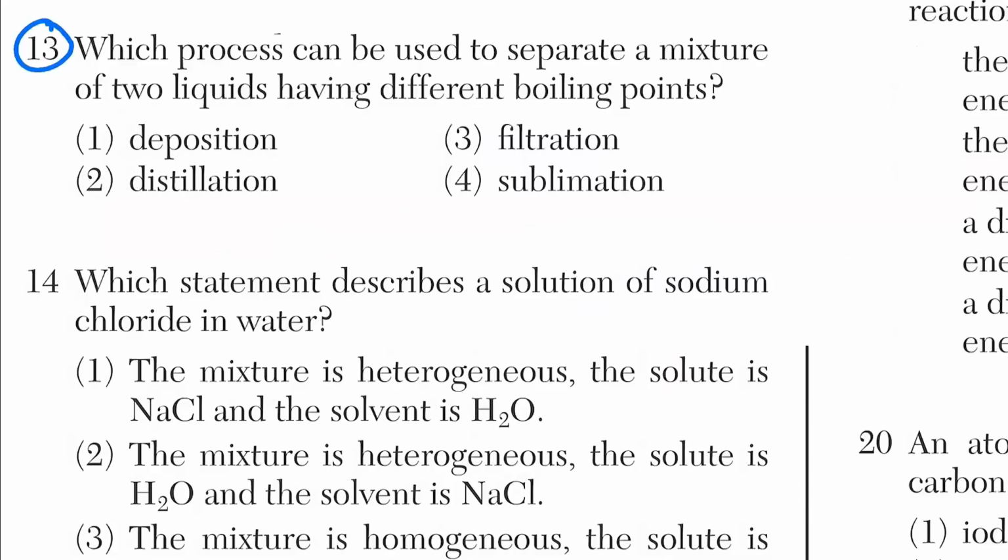13. Which process can be used to separate a mixture of two liquids having different boiling points? Well, if they have different boiling points, they have different physical properties. They are different substances for sure. Okay, so we want to separate a mixture of two liquids based on their boiling points.